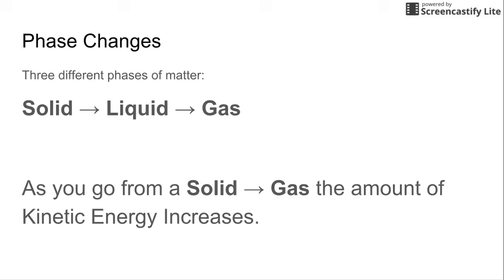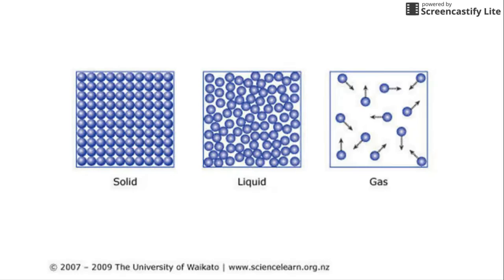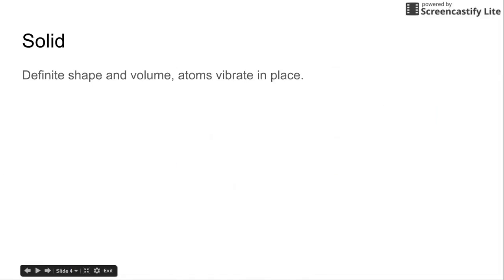As you go from a solid to a gas, the amount of kinetic energy increases. So when you have a solid form, you have molecules very tightly packed together. They're vibrating in place, but there's not a lot of movement or energy. Once you get to a liquid, it's a little bit more free flowing and there's a little bit more movement. And then in a gas, the molecules are moving around, bouncing off of each other and the walls of any container they may be in. And so as you go from solid to gas, your energy increases.